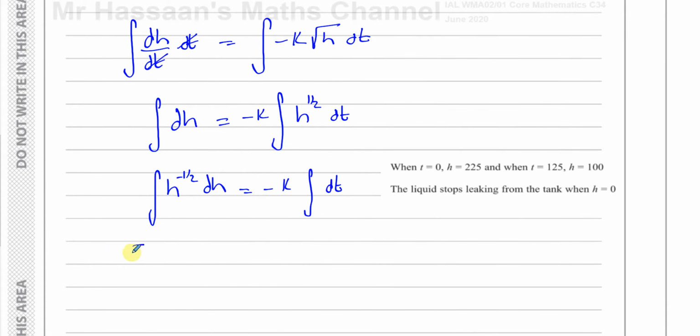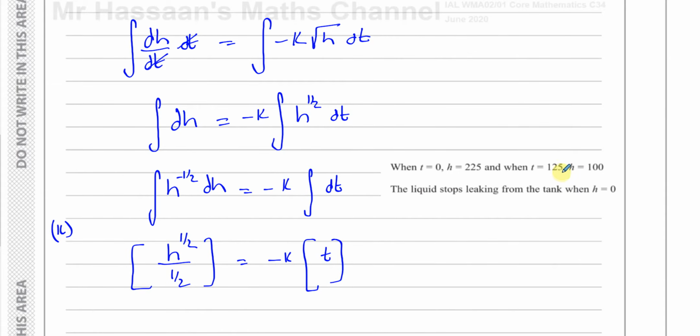So to integrate this, you have to add 1 to the power, so it's h to the power of a half, divide by the new power, so divided by a half, equals, and if I integrate this, I'll have minus k times, this becomes just t. Now I'm going to put some limits in here, because I'm going to find what k is first. So to find what k is, I'm going to use, when t is 0, h is 225, and when t is 125, h is 100.